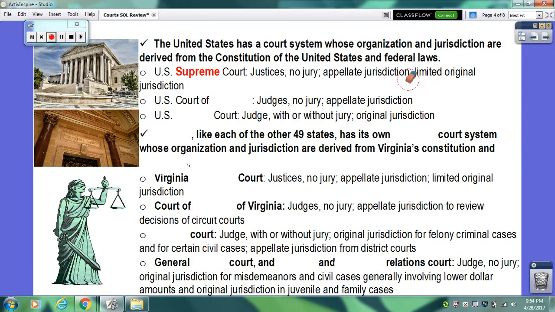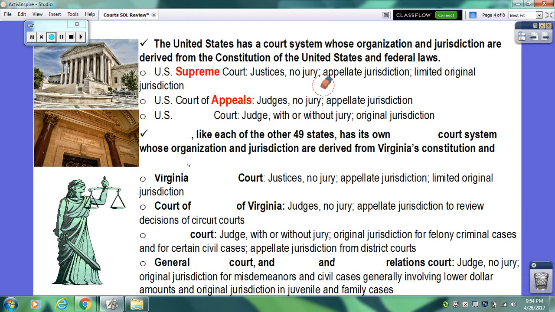And if you think about where their limited original jurisdiction would exist, it is in the check and balance of the president, which is the executive branch of the national government, and of the House and the Senate, that represent the legislative branch of the national government. The next level of federal courts is the Court of Appeals. So the Court of Appeals simply has judges, just like the Supreme Court. There's no jury, and again, they have appellate jurisdiction.